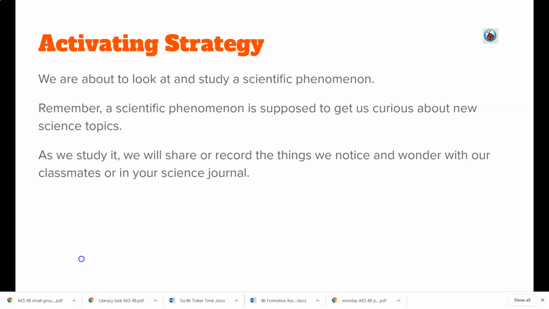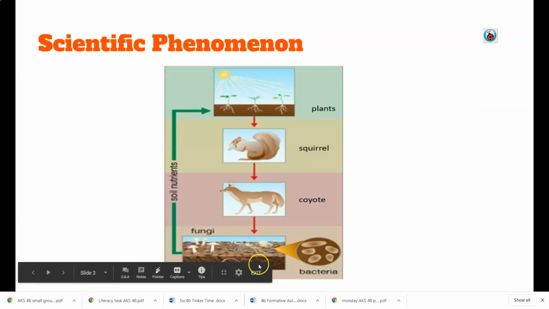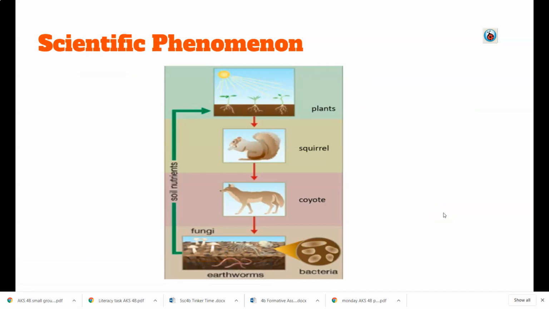So remember that as you study by looking at the picture, and remember you want to look not just at the middle, not just at the big thing, but you want to let your eyes travel from top to bottom, side to side, so that you take in the whole image and you don't miss any little details. And you can record the things you notice and wonder in your journals or share with your classmates if you have that opportunity. Okay, so we're going to look at our science phenomenon for this week. Okay, friends, here it is. So I'm just going to give you a minute to study this with your eyes, to look all around.